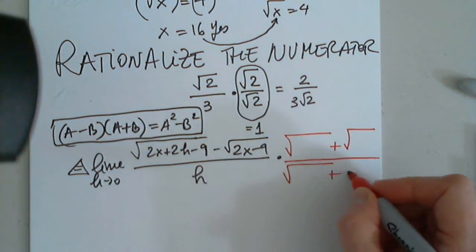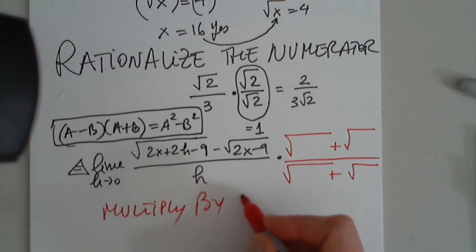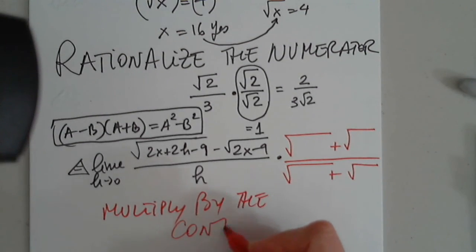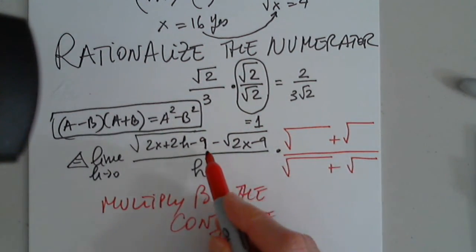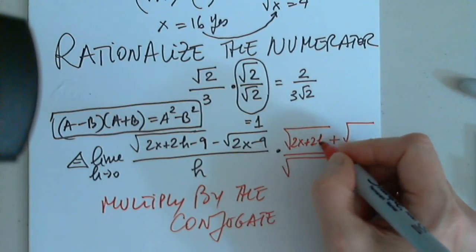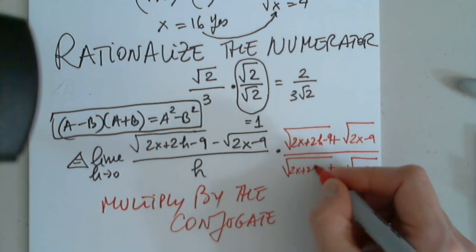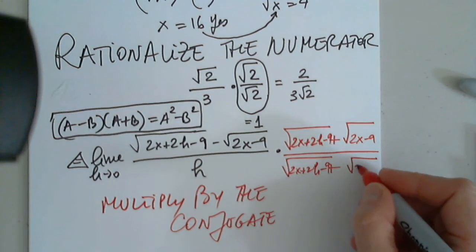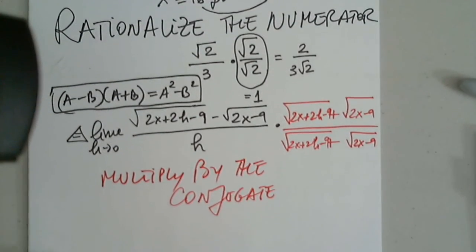The conjugate. So multiply by the conjugate. If we have minus in between, we will use plus. If I have plus in between, I will use minus. So this is, of course, 2x plus 2h minus 9 and 2x minus 9, 2x plus 2h minus 9, and 2x minus 9. I always run out of room. You already know that. My apologies. Okay, then, so moving on.